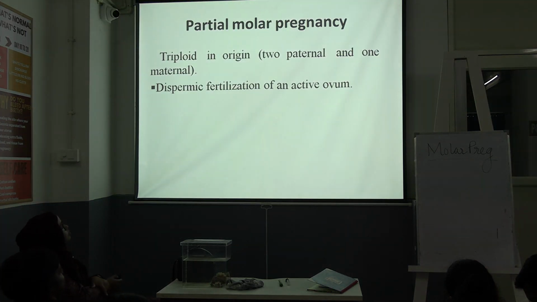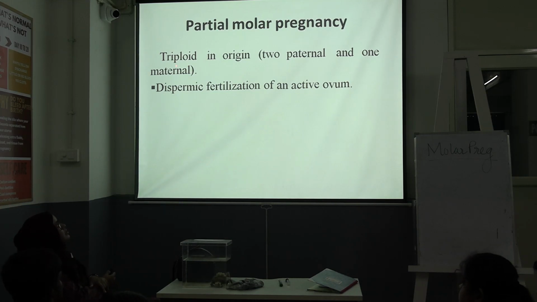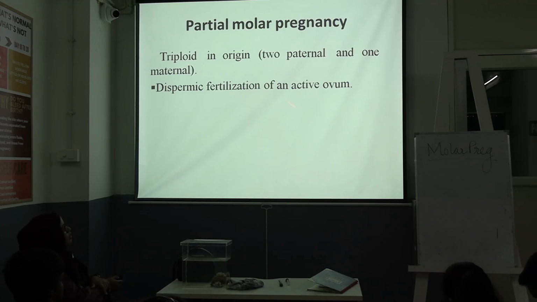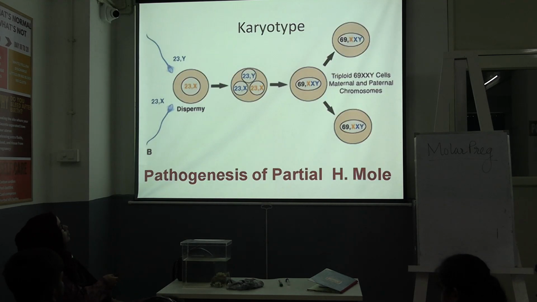Partial mole. In the complete mole, what was the karyotype? It was diploid, 46XX or 46XY. But in partial mole, this is a very important question, it is triploid, 69XXY or 69XYY. It is dispermic fertilization of an active ovum. There is some maternal chromosome present.